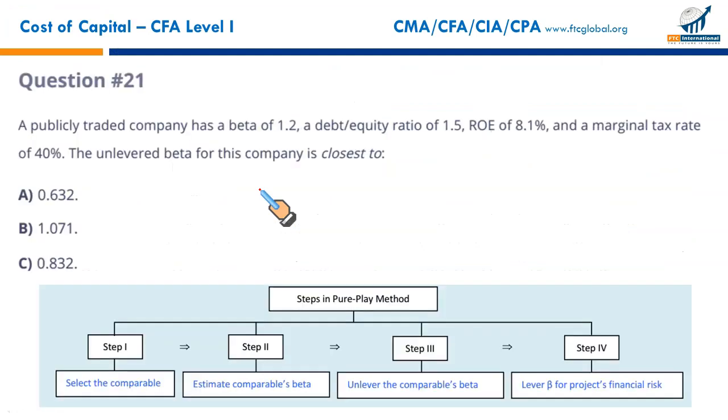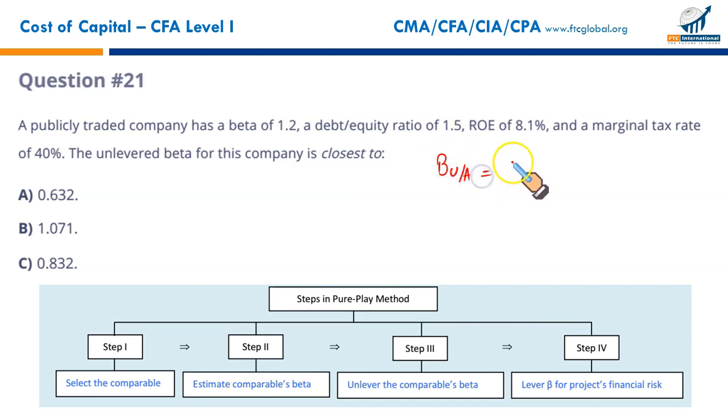B. A publicly traded company has a beta of 1.2, a debt to equity ratio of 1.5, return on equity 8.1% and a marginal tax rate of 40%. The unlevered beta for this company is closest to what? First, let me give you the formula. How do we calculate the unlevered beta? Sometimes called asset beta or unlevered beta.